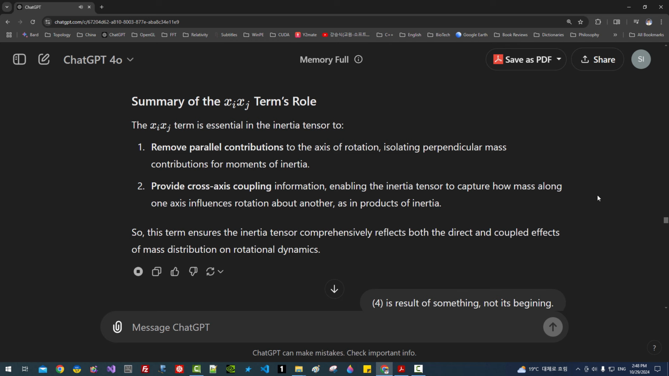The xi xj term is essential in the inertia tensor to 1. Remove parallel contributions to the axis of rotation, isolating perpendicular mass contributions for moments of inertia. 2. Provide cross-axis coupling information, enabling the inertia tensor to capture how mass along one axis influences rotation about another, as in products of inertia. So this term ensures the inertia tensor comprehensively reflects both the direct and coupled effects of mass distribution on rotational dynamics.